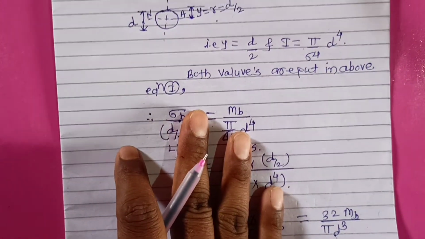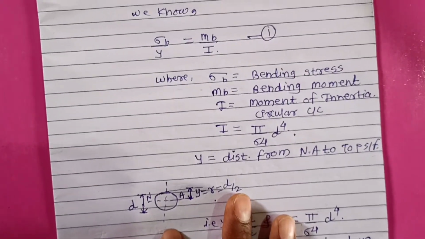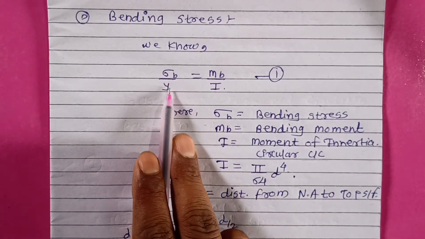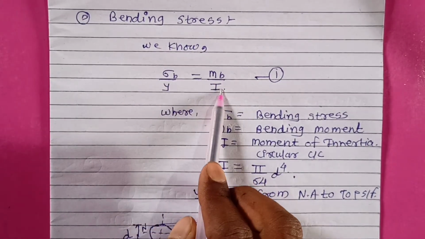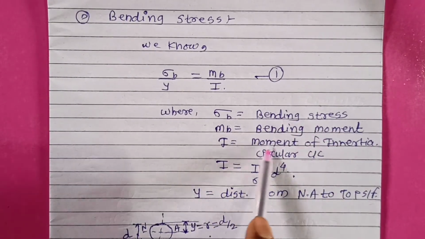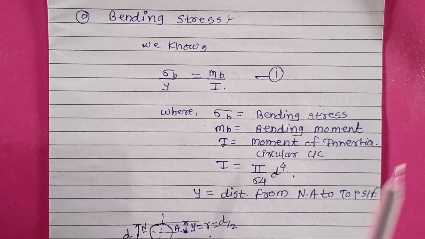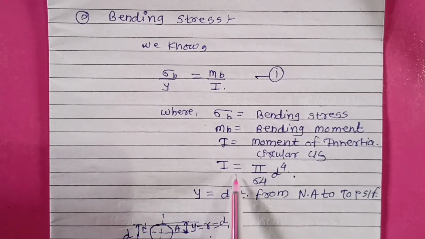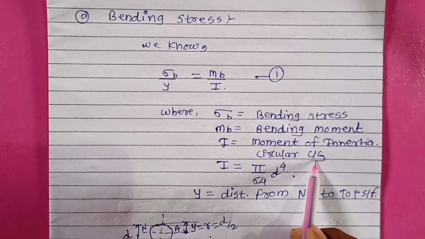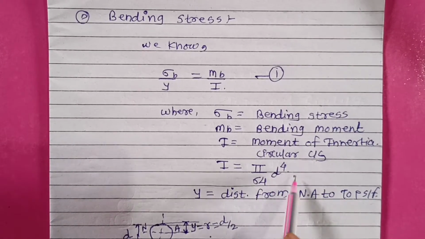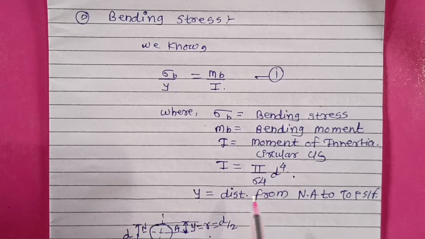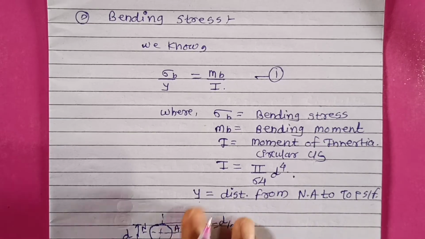Then for the third one, I will explain or repeat this once again. Now see here, this is the bending stress. We know the formula of bending stress is sigma b by y is equal to mb by I, where sigma b is the bending stress, mb is the bending moment, and I is the moment of inertia of the circular cross section. Then I is nothing but pi by 64 into d raised to 4. This formula is for the circular cross section. As per the cross section, the formula of moment of inertia changes. Y is nothing but the distance from the neutral axis to the top surface.